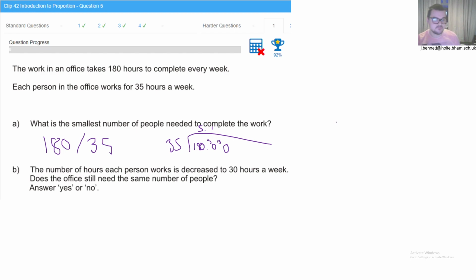So what is the smallest number of people? Well, if we have 5 people, we still have some work left over. We need 6. We need 5 people to do 35 hours of work. We need 1 person to do 5 hours of work. And that adds up to 180.